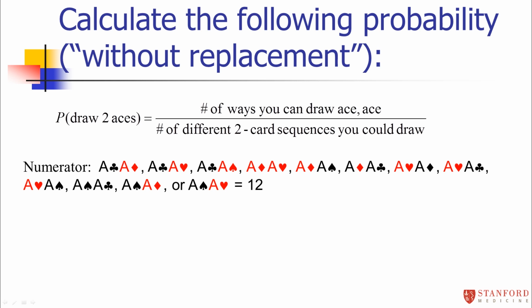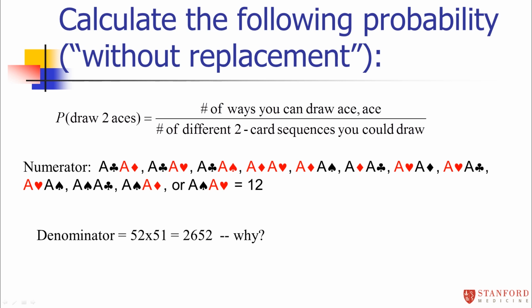I don't have to do that to solve this problem, as we'll see in a minute, but if I count order in the denominator, I've got to count order in the numerator and vice versa. So for this first iteration of solving this problem, I'm going to consider order. So that's the numerator. There are 12 ways you can draw aces, and literally I've just written them out. How about the denominator? It turns out that there are 52 times 51 different 2-card sequences that you can draw from a deck of cards. And again, I'm considering order here.